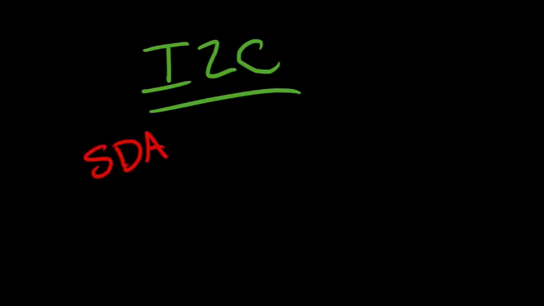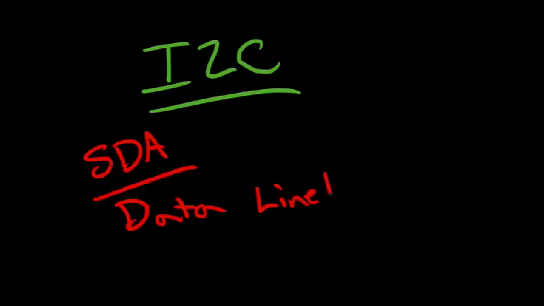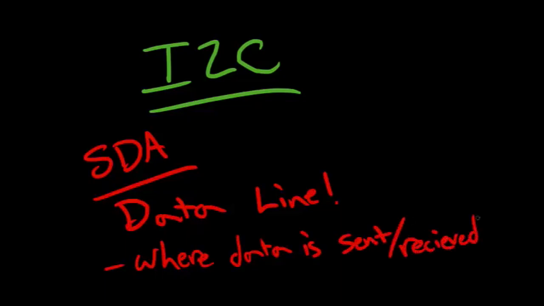Alright, so then looking at the SDA line again. So as I said before, SDA is for the data line, and its job is to provide a place for where data can be sent and received.